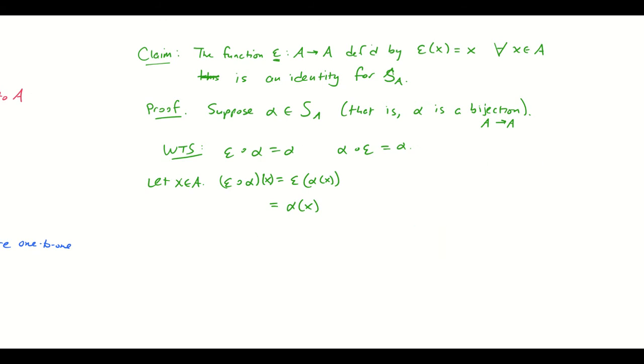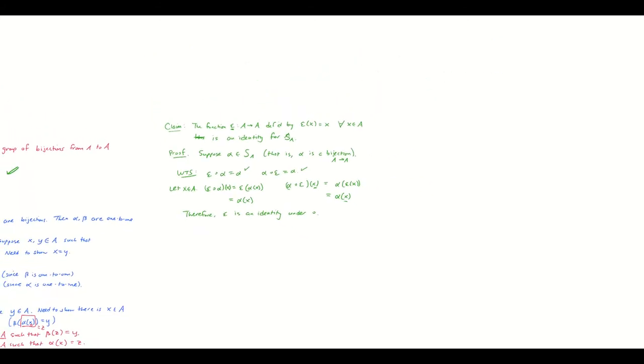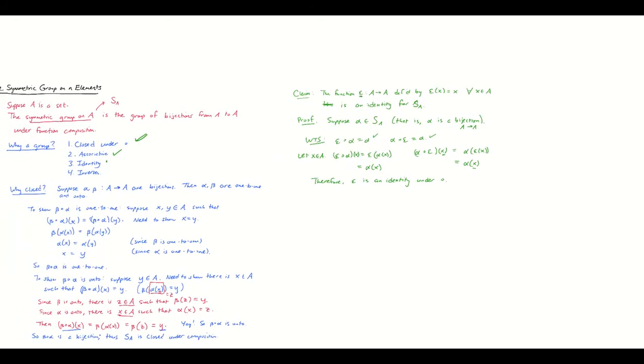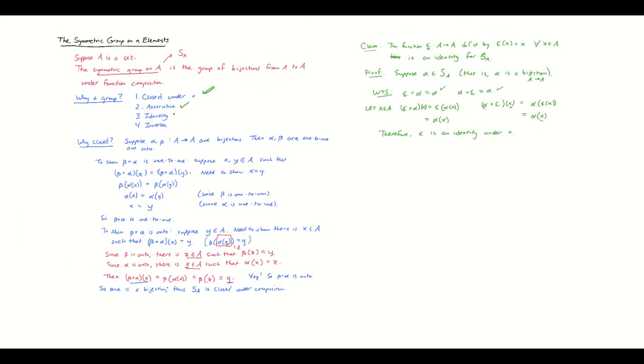Under composition. All right, so what's left? So we've shown that we have closure. Our operation is associative. And what else? We've shown that we have an identity element now. That's awesome. Okay, so we have that. Check. So now we just need to show that we have inverses.